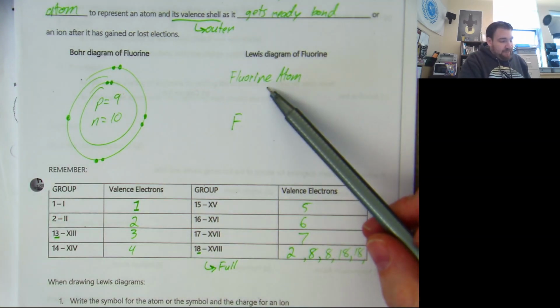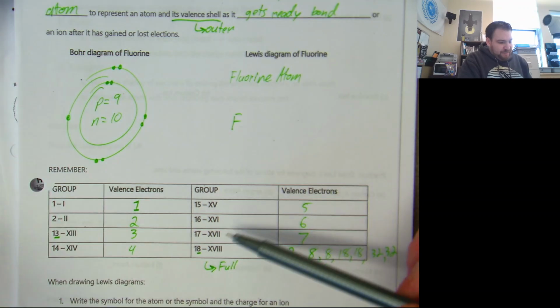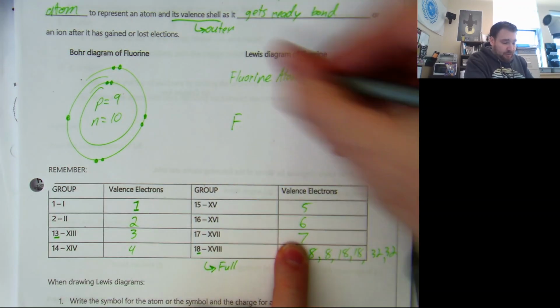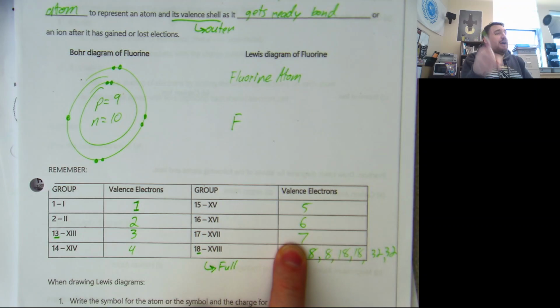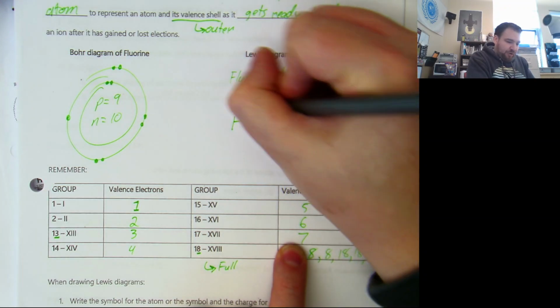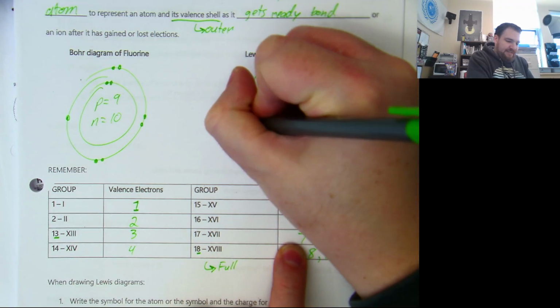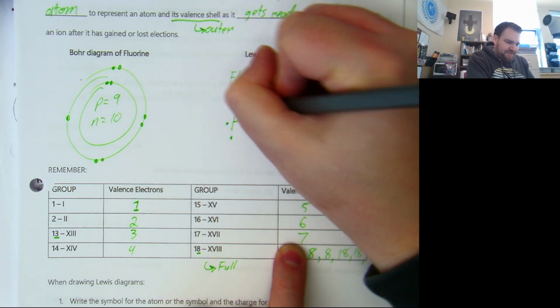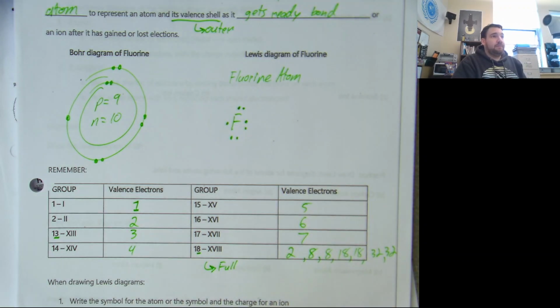So let's go back to the fluorine atom. Fluorine's in group 17, but it's in the first 2 rows, so it's going to have 7. You put the dots down in the same way you do the outer shell. So we start north, east, south, west, and then you start pairing. 4, 5, 6, 7, and we're done. That's all you have to do. We don't have to do any of the inner rings.